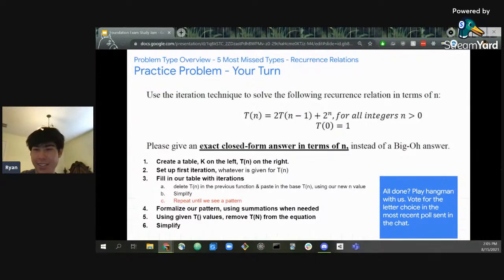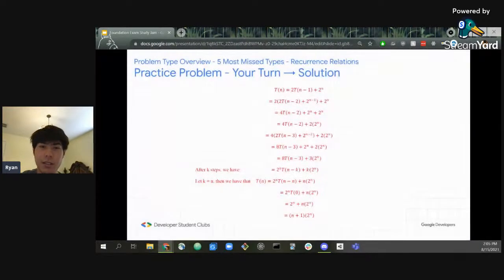Good job, guys, on getting the hangman answer. We're going to go over the problem now. This is actually a problem straight from one of the previous foundation exams. As you look at the solution, you'll realize that this is how Guha likes to write out his recurrence relations problems. But if any of y'all did this problem, you would realize that it's a lot similar to the practice problem that I did, but a lot easier.